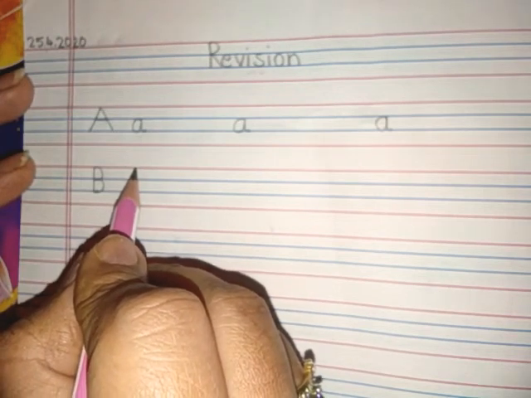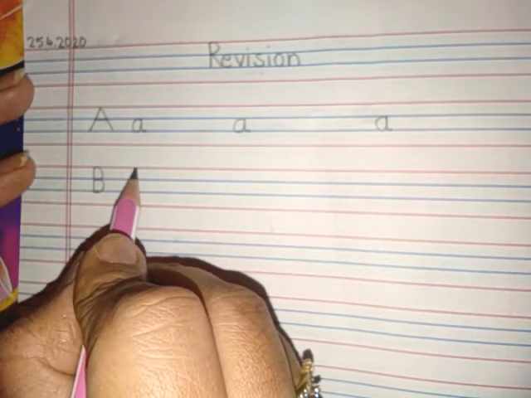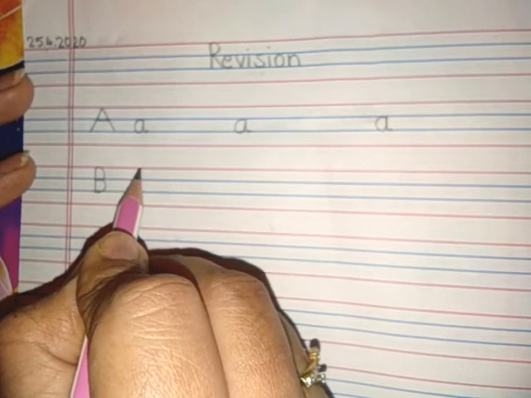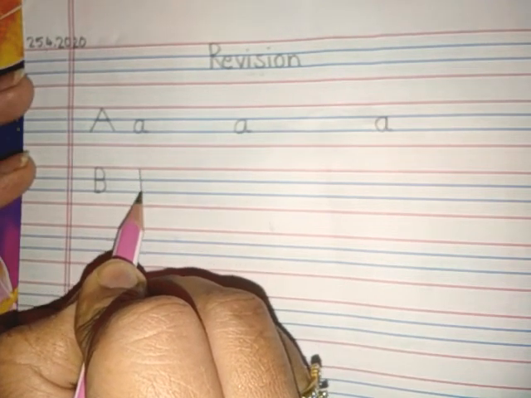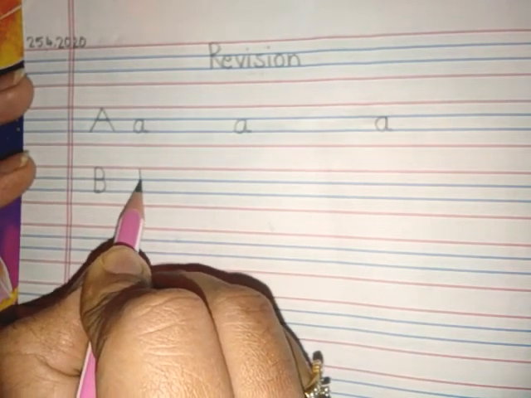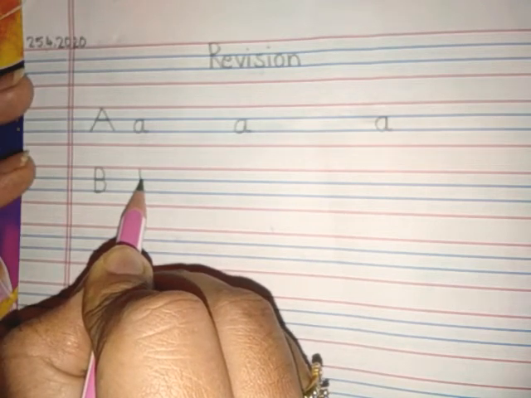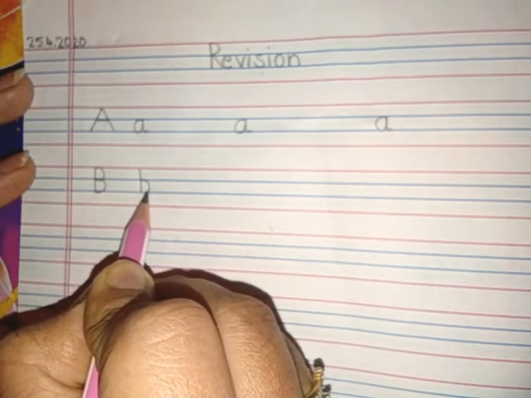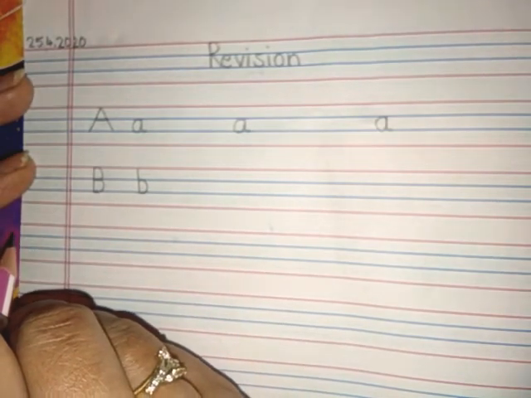Now after capital B, what will we write? Small letter B. So from where will we start? Yes, we will start from the red line. Make one standing line, go back, touch the first blue line, then make a curve here, touch the second blue line. Okay, don't lift your pencil.